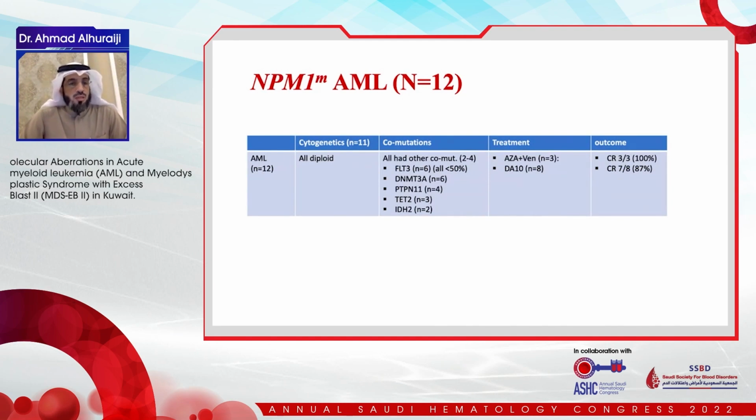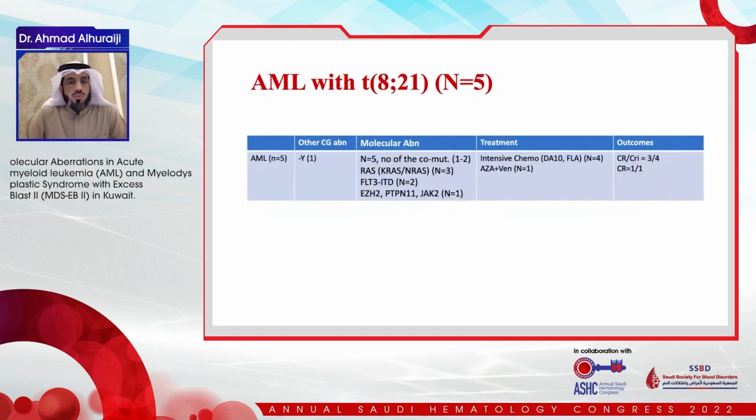All had diploid cytogenetics and had co-mutations ranging from 2 to 4. Half of them had FLT3 abnormalities, and half of them had DNMT3A, and 11 patients were treated. If you treat them with AZA-venetoclax, the response rate was 100%, and if you treat with chemotherapy, it's around 87%. And for t(8;21), we had 5 cases. All of them had some mutations, 1 to 2, and this might reflect why our patients in t(8;21), they don't do well as the Western population.